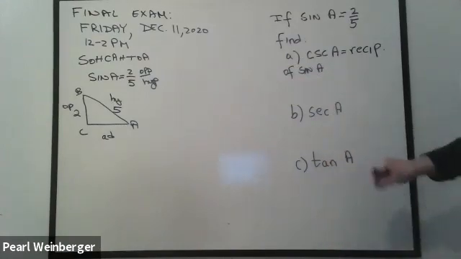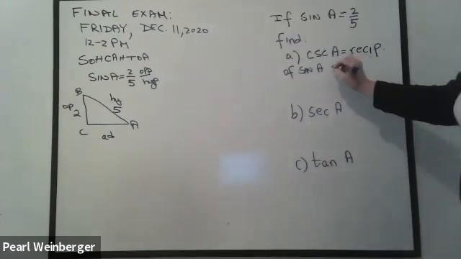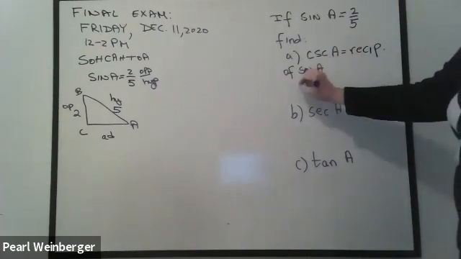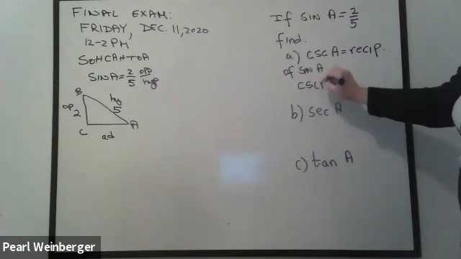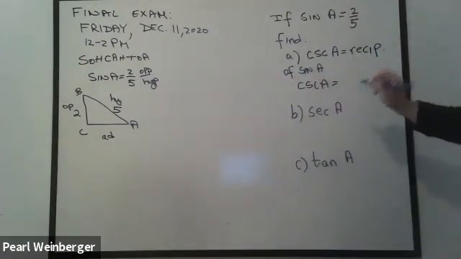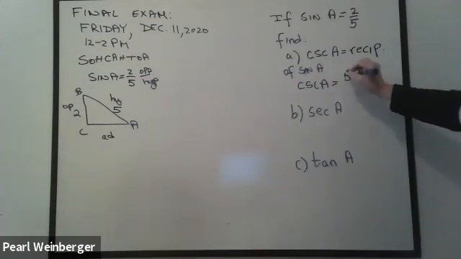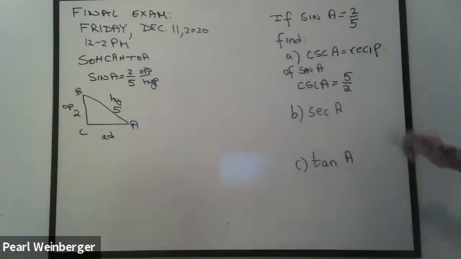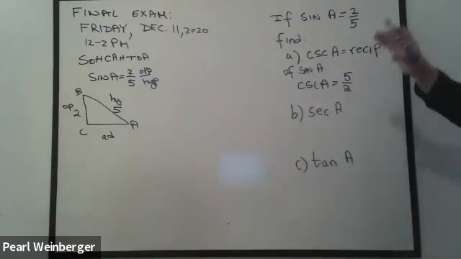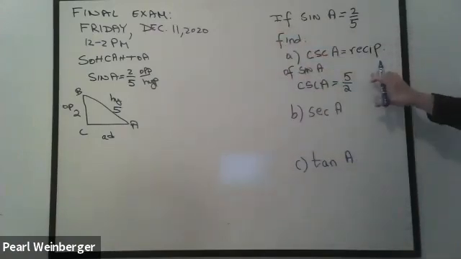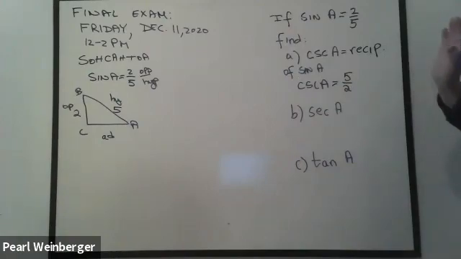They're easy to remember. So that means that since the sine is 2/5, the cosecant of A, and it doesn't matter what other information I was given, the cosecant of A has to be the reciprocal of the sine, which is 5/2. So that answered question number A. And notice I didn't have to do any further work on my triangle because it asked for the cosecant.